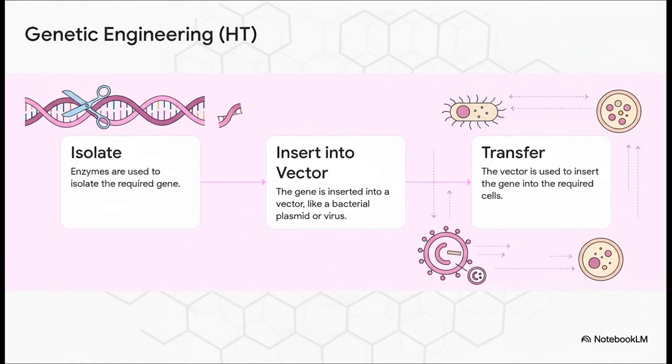Okay, for all you higher-tier students out there, you need to know the nuts and bolts of this. It's basically a three-step recipe. First, you use special enzymes like molecular scissors to isolate the gene you want. Second, you insert that gene into a vector, which is like a delivery vehicle. A common one is a little circle of DNA from a bacteria called a plasmid. And finally, you use that vector to transfer the gene into the cells you're targeting.